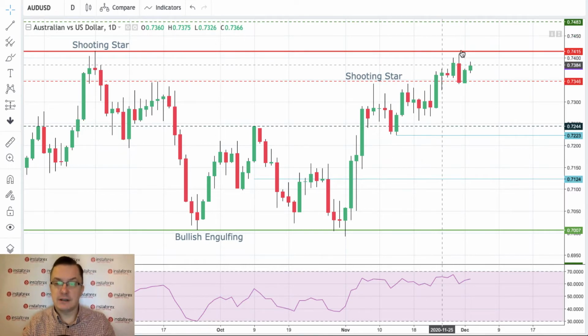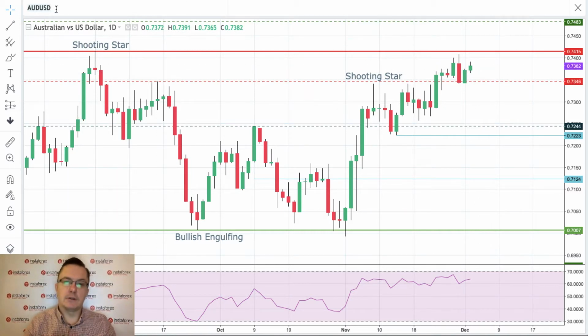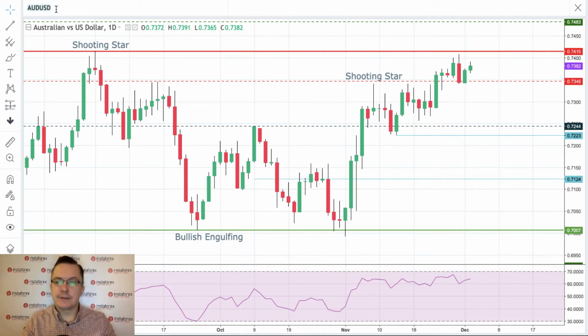So the Australian dollar, not much impact from the speeches from the governor, not much impact after the data was released, but slowly but surely we are going higher. So that was the Australian dollar. Very simple analysis, nothing much to say here.